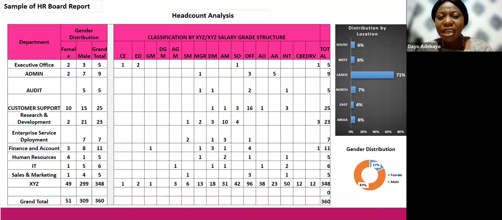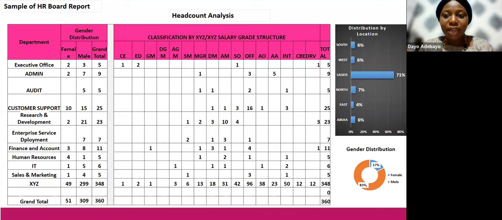If they are not likely to listen, of course they will listen to you when you're talking about the headcount. They will listen to number of male, number of female, number of this, number of that. They are looking at it from their own perspective. But when you start talking about the right-hand part, they will listen, because I'm now giving them the classification based on salary grade or salary structure.